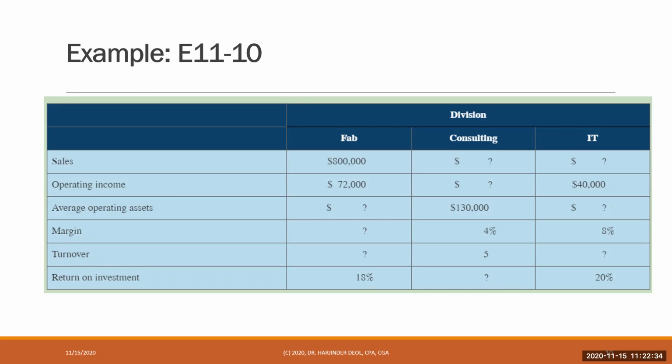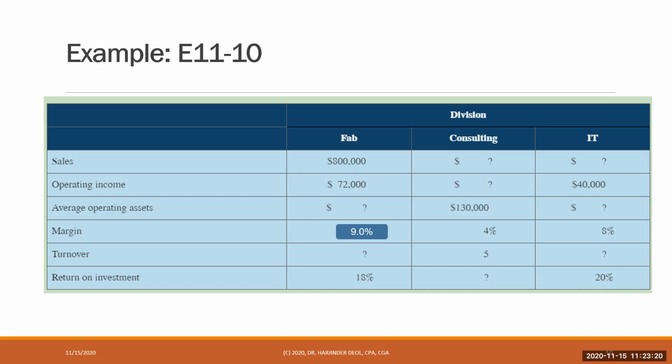So you'd notice that there are some numbers given and there are some question marks, i.e. these are gaps, these are blanks that we have to calculate. So we start with a look at the Fab division. We're given sales of 800,000, operating income 72,000, and return on investment 18%. Now, we know that margin is calculated by dividing the operating income by sales. So we have operating income of 72,000. We have sales 800,000. We divide 72,000 by 800,000, we get margin 9%.